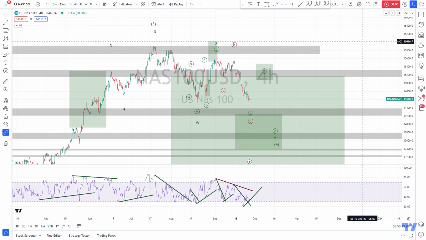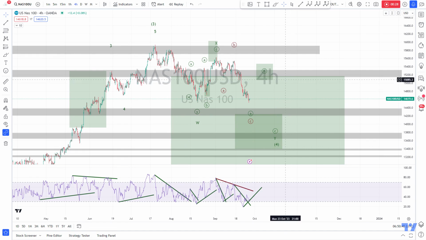Time is around 6:50 GMT, and we will have a look at the NASDAQ futures on the Oanda platform. So here we are looking at the 4-hour chart, and my take on the NASDAQ is that we made a wave 3 high here, and that we are currently working on a wave 4 to the downside.